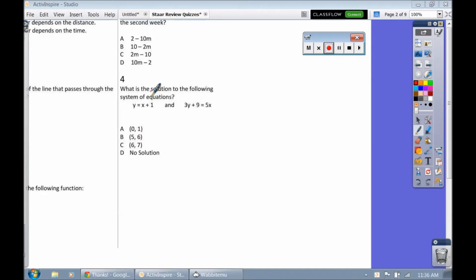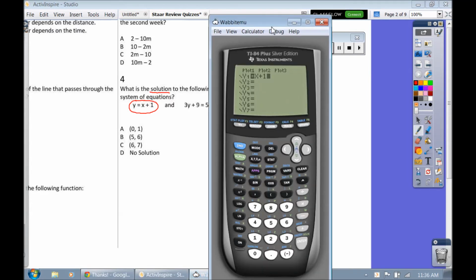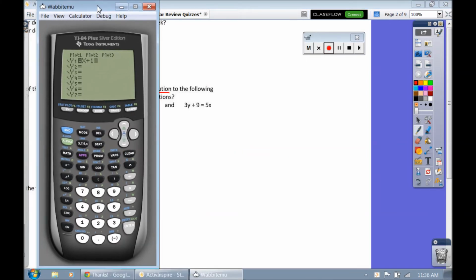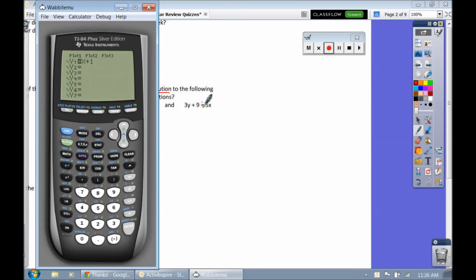Question 4, what is the solution to the following system of equations? A system of equations here. The first one's already in y equals, so you need to put the second one in y equals. And we're going to look for where they cross each other, where they intersect. That's what it's talking about with the solution of the system here.